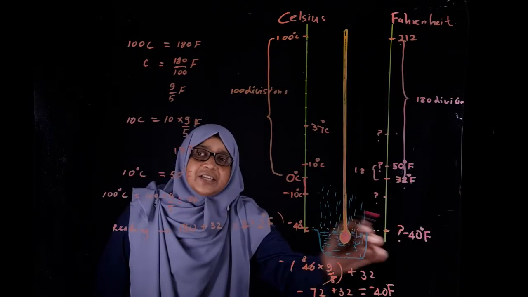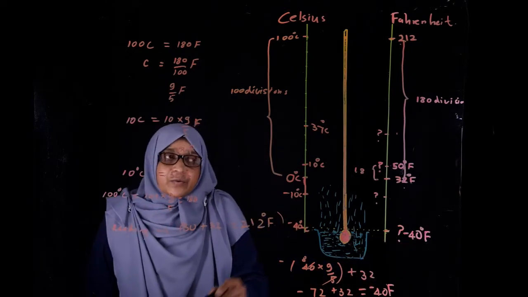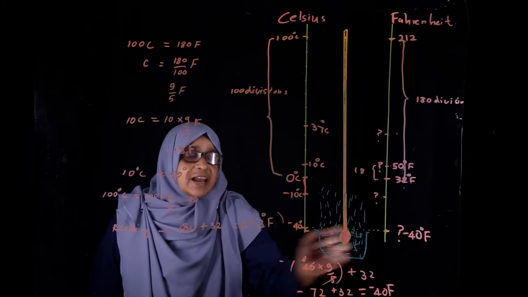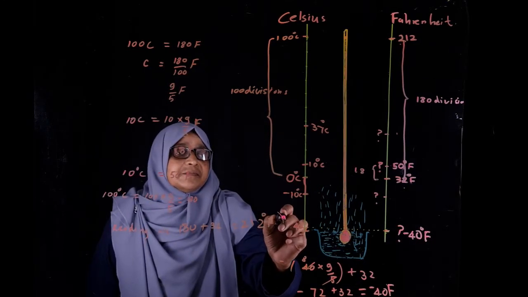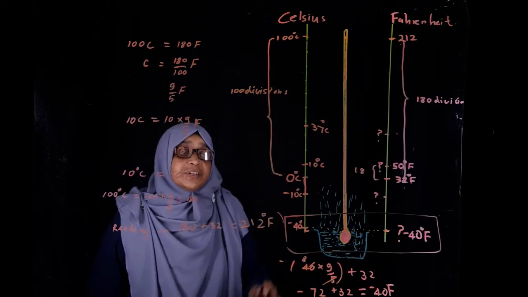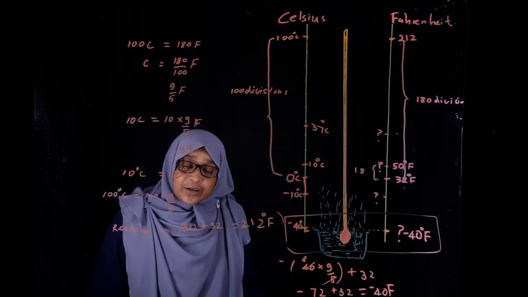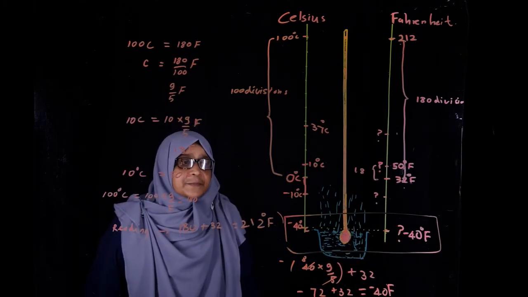This is the temperature at which we get the same value in the Celsius scale and the Fahrenheit scale. Minus 40 degrees Celsius is equal to minus 40 degrees Fahrenheit.